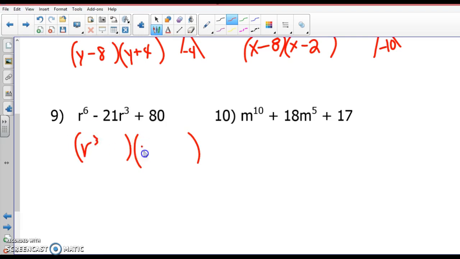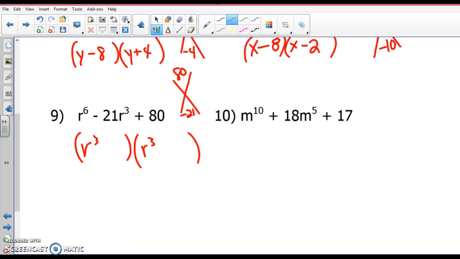R cubed times r cubed. Isn't r cubed times r cubed r to the 6? Because you add it. You want to split right down the middle. Now, is that going to work? Look at my middle term. Isn't that a cube? Isn't that going to be a cube on the outers and the inners? That works out perfectly. So, we want two numbers that multiply to 80 that add to negative 21.